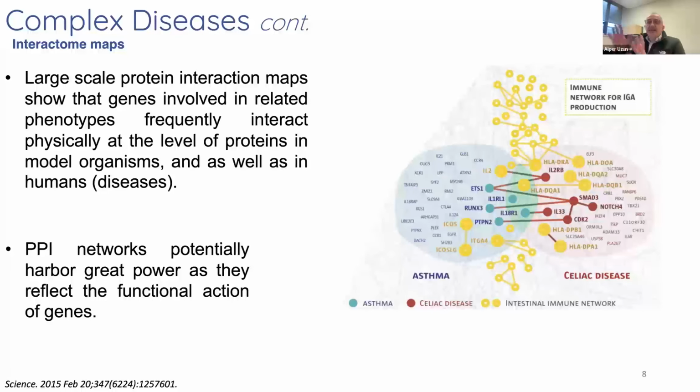And those large-scale protein interaction maps show that genes involved in related phenotypes frequently interact physically at the level of proteins in model organisms, as well as in human disease. And these PPI networks, protein-protein interaction networks, potentially harbor great power as they reflect the functional action of genes.